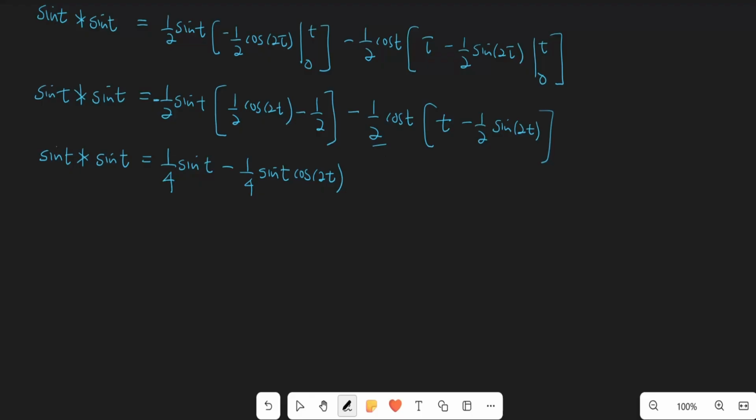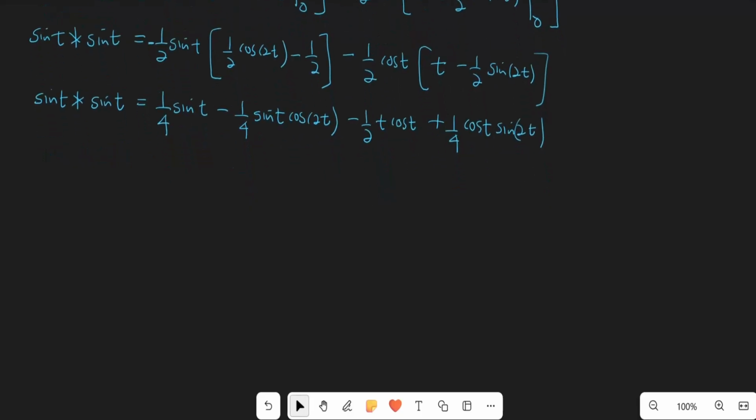Now let's go to this one. That one is going to be minus 1/2 t and then cosine of t, and this one is going to be positive plus 1/4 cosine of t and then sine of 2t like this. Cool. So now let me bring this one and this one together, and now this is what we have. We have sine of t convoluted with sine of t.